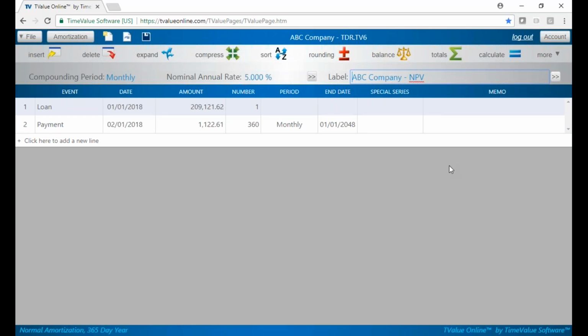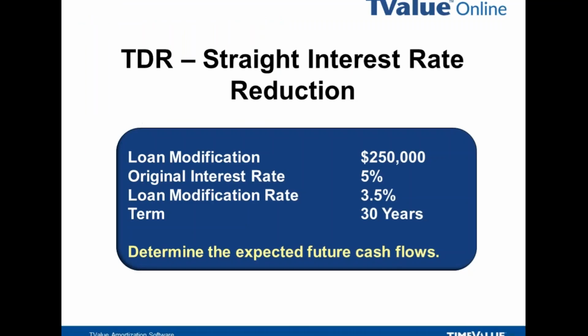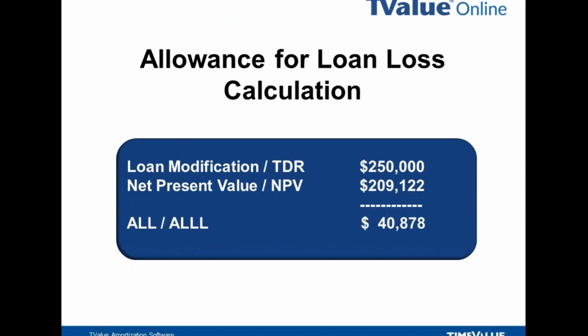We can go now to our summary. And we'll see here we have our loan modification or TDR of 250. We have our net present value of 209. So our allowance for loan loss is 40,878. And once we have that number, we make our journal entry, and then we can start doing our accretion calculation. And as that amount is paid down, we get to reduce that.